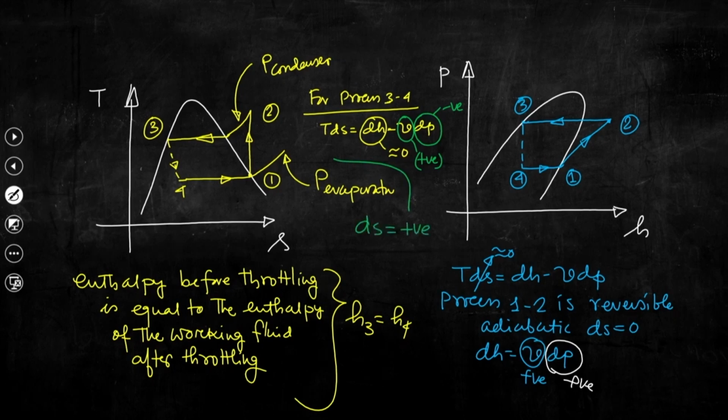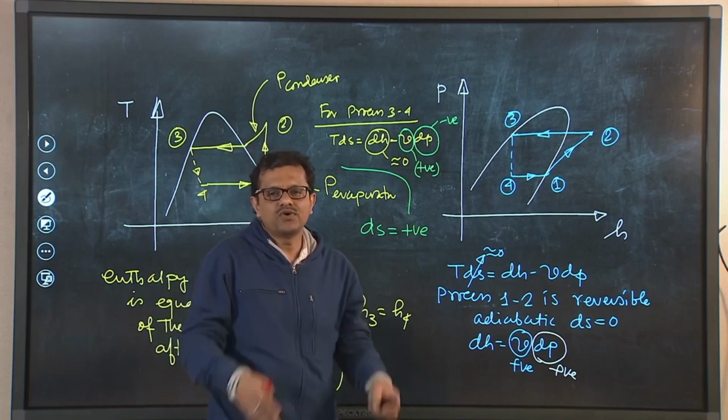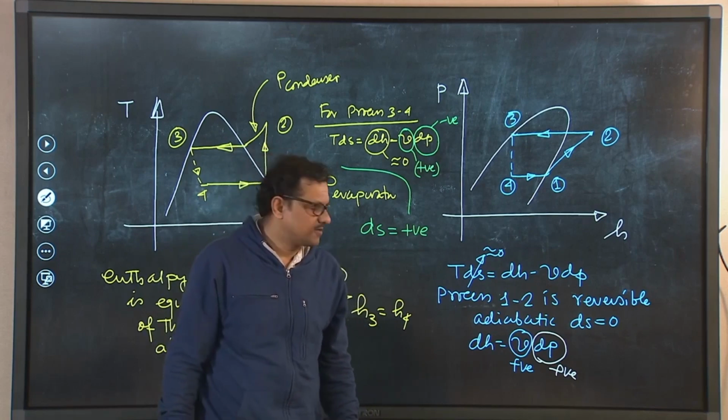So, that means for the process 3 to 4, that is throttling process, as you move from state point 3 to state point 4, entropy will increase, though I could locate this point 4 comfortably by this, but this is the correct. So, that means entropy increases as the process 3 to 4 takes place in this expander.